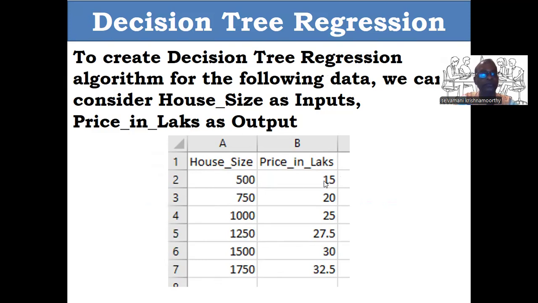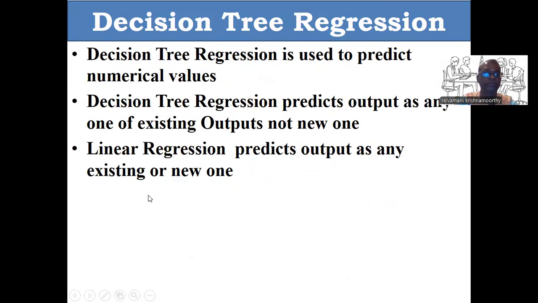The house which size is 700 square feet, our decision tree regression algorithm will return only 20 lakh. Okay, that you need to understand. Twice I said, decision tree regression predicts output as any one of the existing output, not new one. That you need to understand.